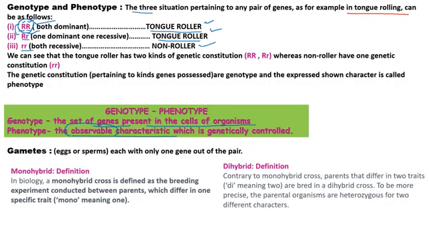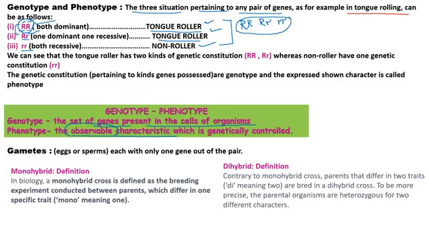So these are examples of the three situations pertaining to any pair of genes. Genes can be in three different types of pair. They can be either homozygous dominant, heterozygous dominant, or homozygous recessive. So these are the three different types of arrangement of genes.